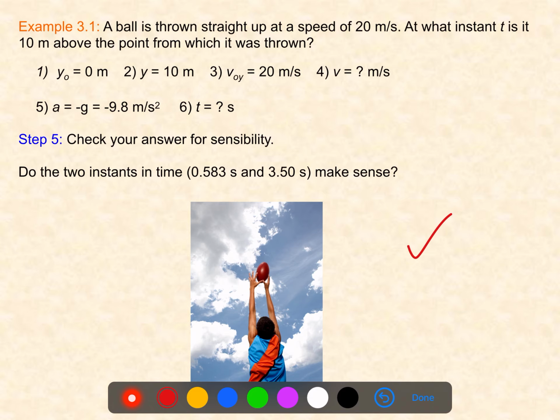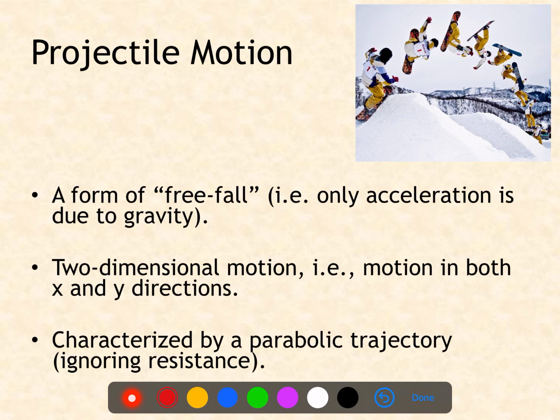Okay, so that is an example of how to solve a problem in one dimension with free fall, but really a form of free fall is something else that we call projectile motion. It's really the same in the sense that the only acceleration present is that due to gravity, and the only thing that makes it different is that we are adding in some horizontal motion so that it's a two-dimensional motion. But remember that in the horizontal direction there is no acceleration, it's just a constant velocity motion.